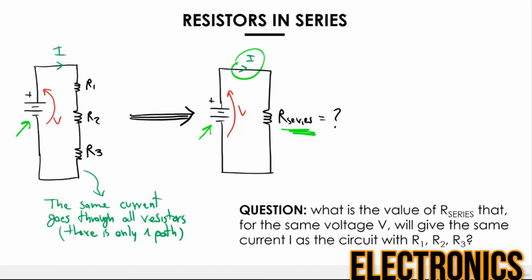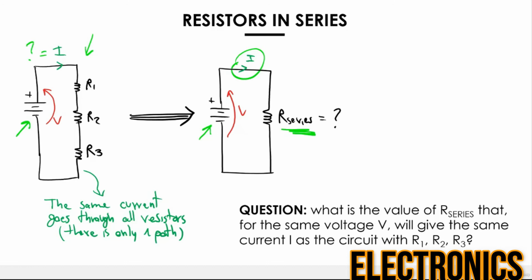In order to calculate the equivalent series resistance, we'll have to use Ohm's law and the Kirchhoff voltage law. The way we're going to do this is very simple. We have V and we have I, and we have R1, R2, R3. So V is an input because it's the battery that we placed here. What we want to do is, from the original circuit on the left, calculate the value of I.